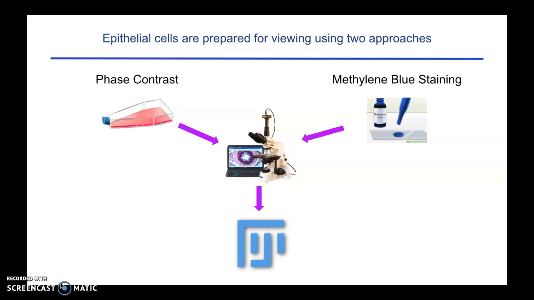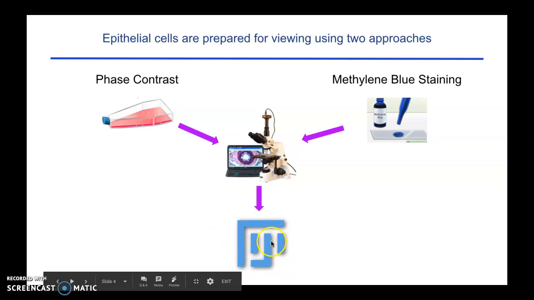Phase contrast helps me with viewing live cells. Methylene blue is best for bright field microscopy. Both will be viewed under a microscope, and images will be taken and inputted into the image software Fiji right over here.